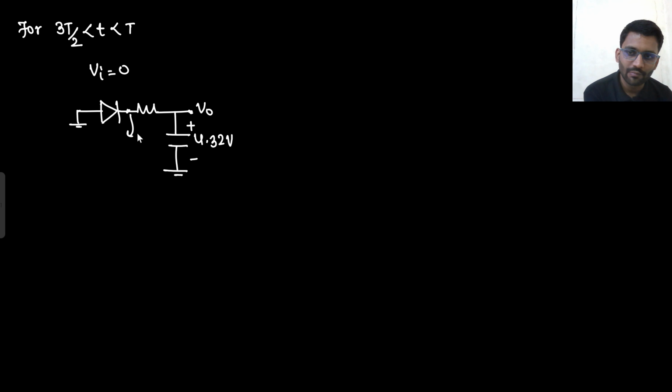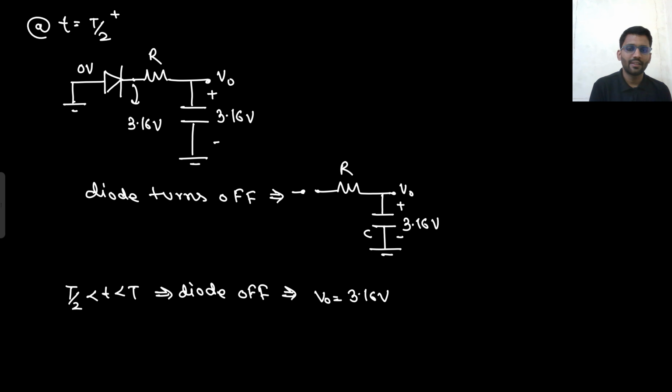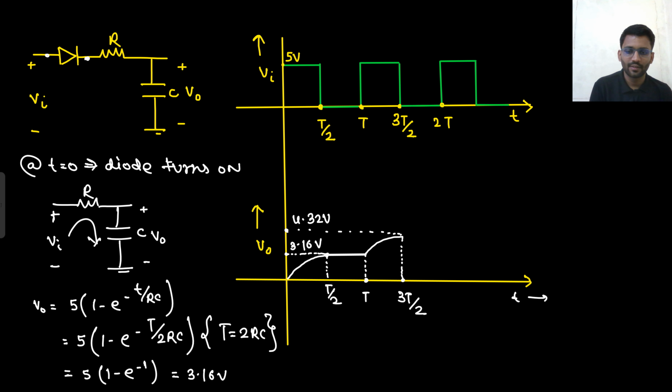This is 4.32 and this is 0. That means diode will be off. And if diode is off, that means capacitor remains at 4.32 volt only. V naught remains at 4.32 volt only. So that way the waveform will keep on going.